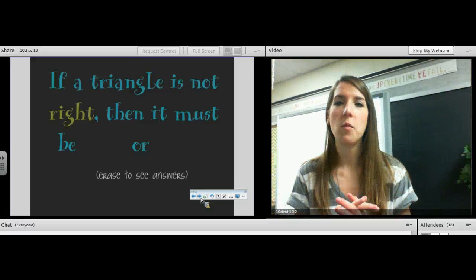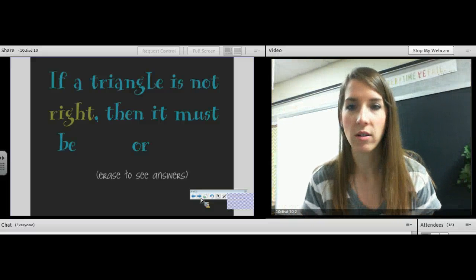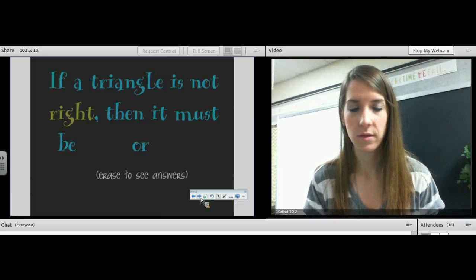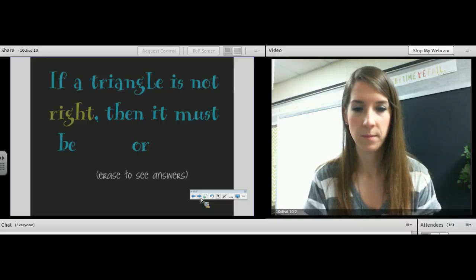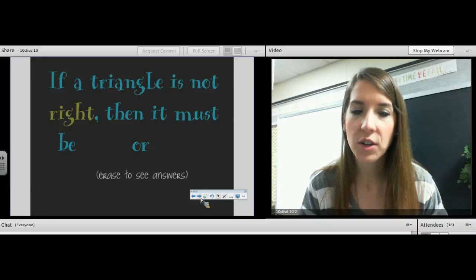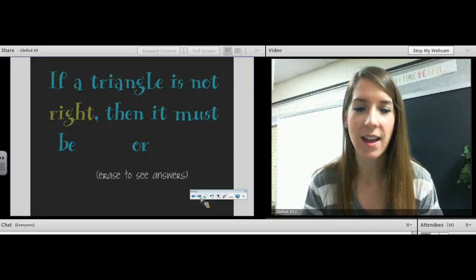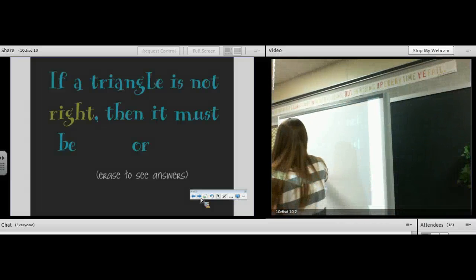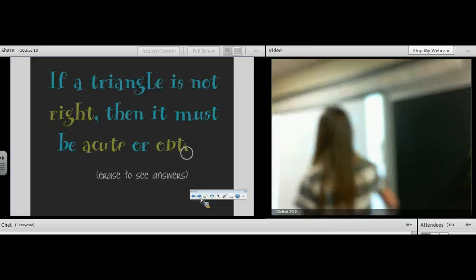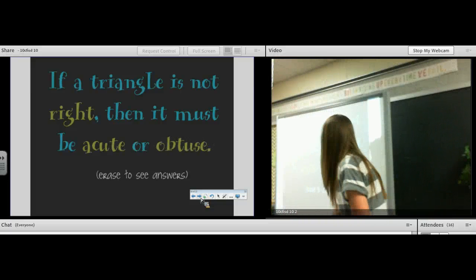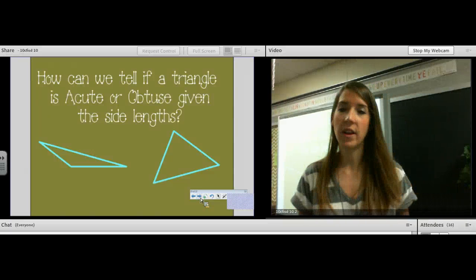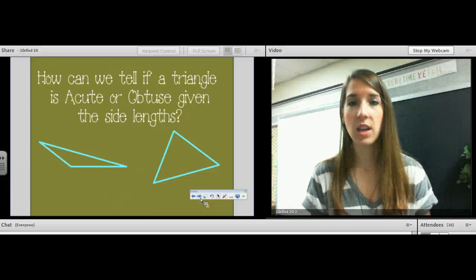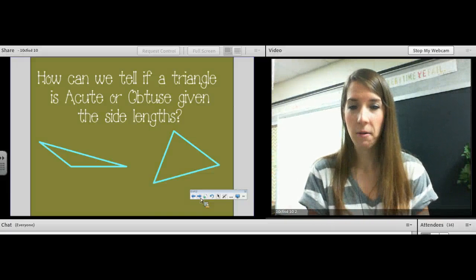So wait a minute. What happens when we conclude it's not a right triangle? What are the choices? What can it be if it's not right? Yes, it can be acute or obtuse. Very good. If it's not right, it's either acute or obtuse. So now we need to figure out, I give you 3 side lengths, and you tell me, is it acute, obtuse, or right? How are we going to do that?